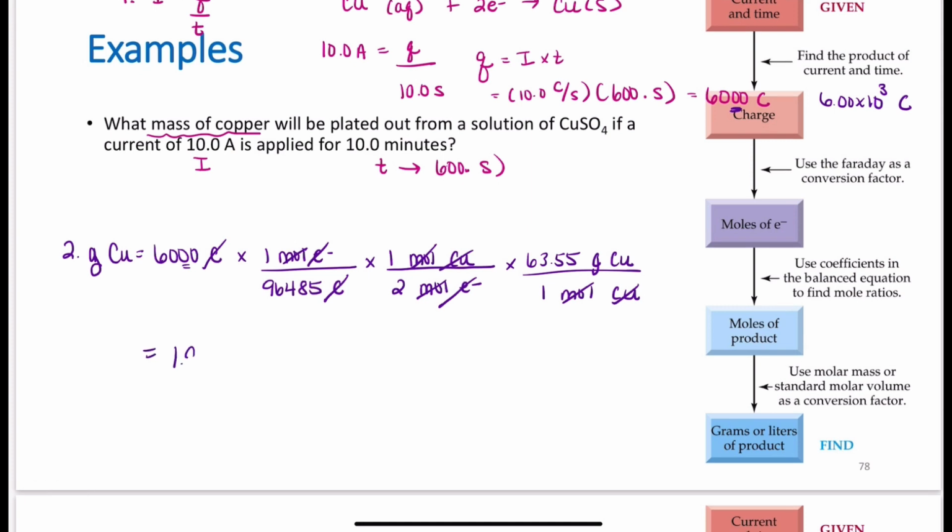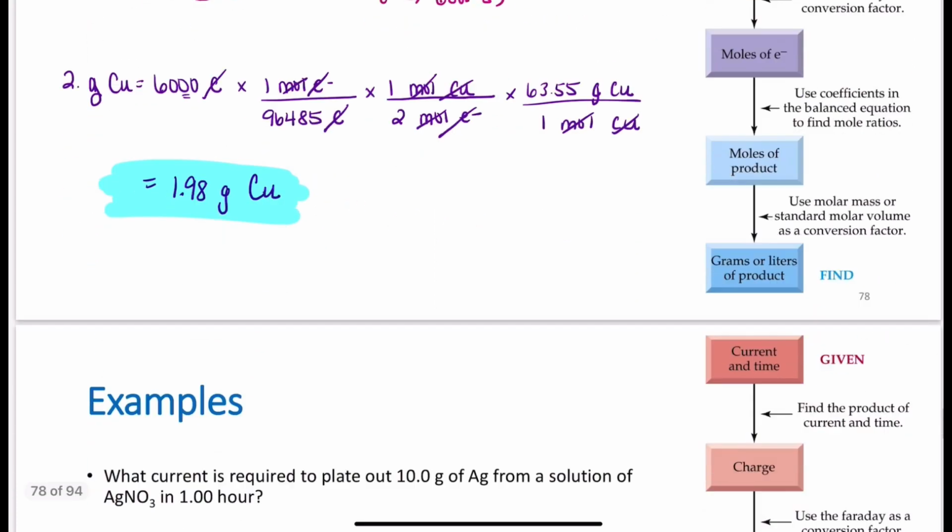Calculate that out. 3 sig figs, 1.89 grams of copper metal will be plated out. Does that mean it will actually be plated out? I mean, in a perfect scenario, yes. We do know that things are not perfect when it comes to laboratory experiments. However, in a perfect scenario, we could get just under 2 grams of copper metal under this system.